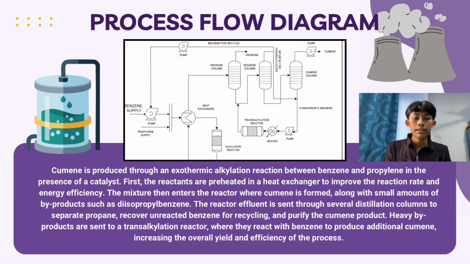The reactor effluent is sent through several distillation columns to separate propane, recover unreacted benzene for recycling, and purify the cumene product. Heavy byproducts are sent to a trans-alkylation reactor, where they react with benzene to produce additional cumene, increasing the overall yield and efficiency of the process.